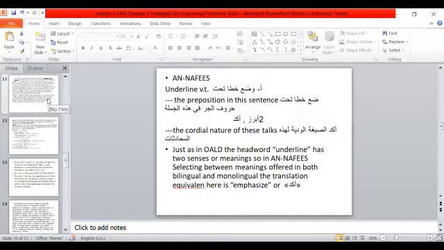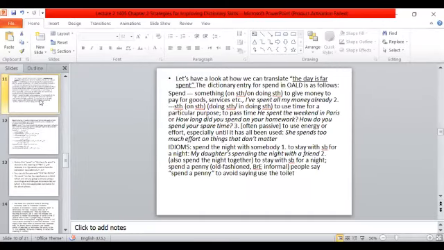This is an example. And sense number 2 is أبرز أو أكد, underline the cordial nature of these talks. أكد الصيغة الودية لهذه المحادثات. Just as in Oxford Advanced Learners Dictionary the head word underline has two meanings, so in Nafis. Selecting between meanings offered in both bilingual and monolingual dictionaries, the translation equivalent here is emphasize or أكد.